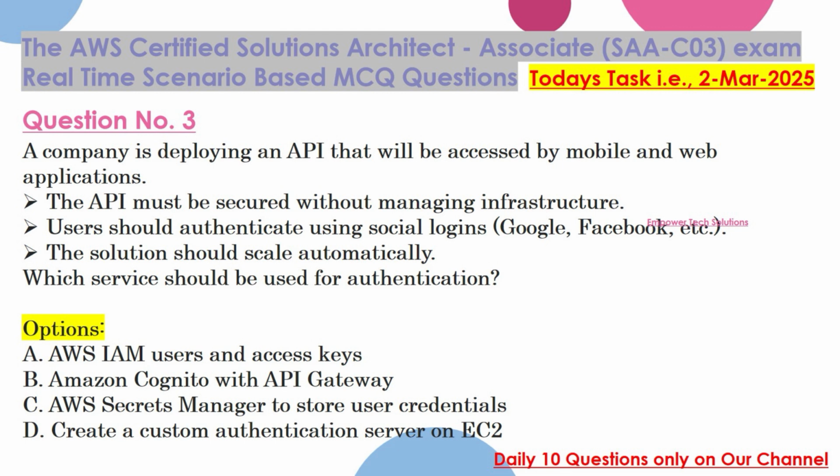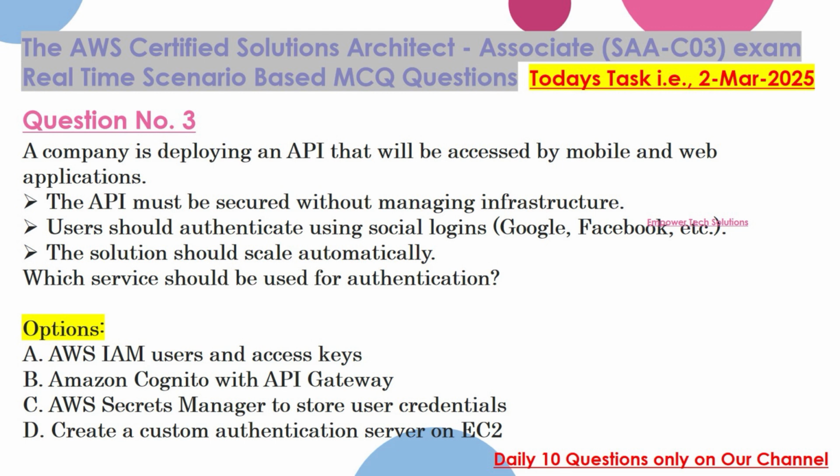Question 3. A company is deploying an API that will be accessed by mobile and web applications. The API must be secured without managing infrastructure. Users should authenticate using social logins: Google, Facebook, etc. The solution should scale automatically. Which service should be used for authentication?